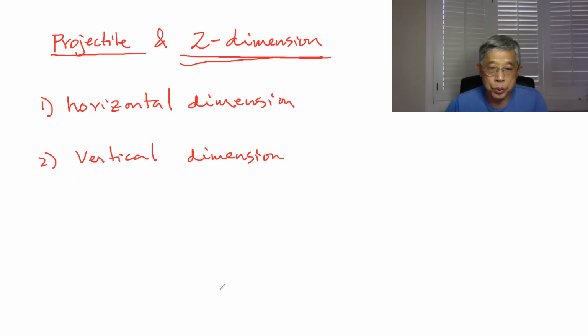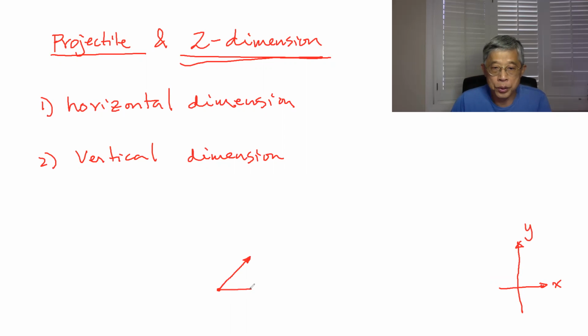So when you throw something, maybe a rocket, or maybe a rock, you throw it this way and give it an initial velocity. In the horizontal, we usually say that's x. In the vertical, we say that's y, right?